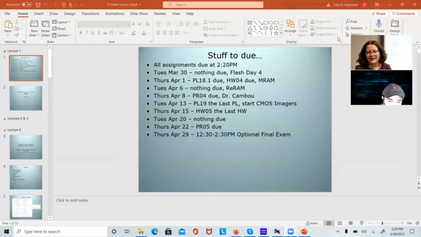Nothing's due today. We're going to finish up Flash. Homework 4 is due, and that's mostly on semiconductor physics, those slides right there. The homework associated with these slides is more Homework 5, and we'll get to those slides today that are important. On Thursday, pre-lecture 18.1 is due along with Homework 4.